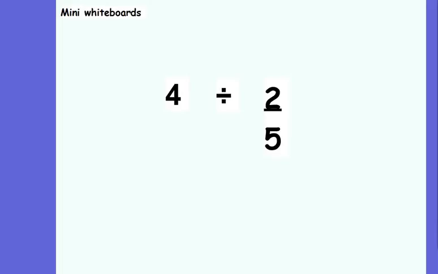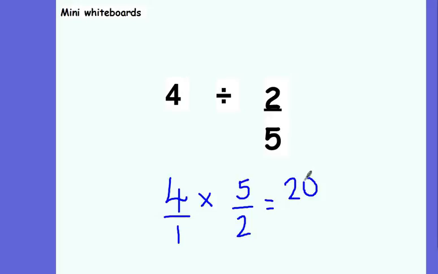Let's do another one. Pause the video, have a little think. Right, this time we've got 4, keep it the same, flip the second fraction, multiply, write the 4 as 4 over 1, I've now got 4 times 5 is 20, 1 times 2 is 2, if I divide top and bottom by 2 I get 10 over 1, which is just 10. Or I could think of that as 20 divided by 2, which would give me 10.